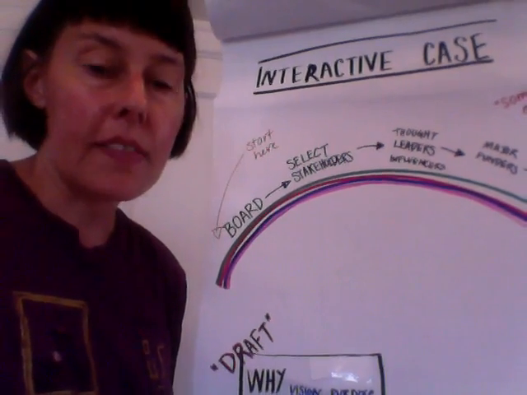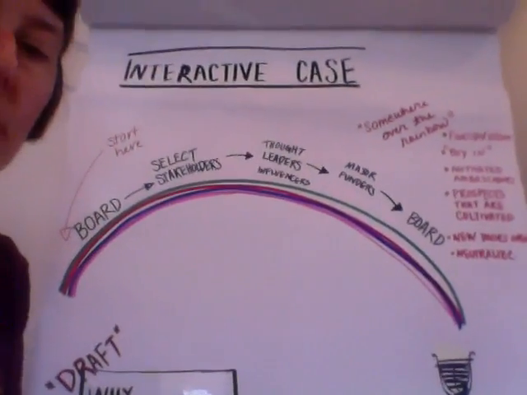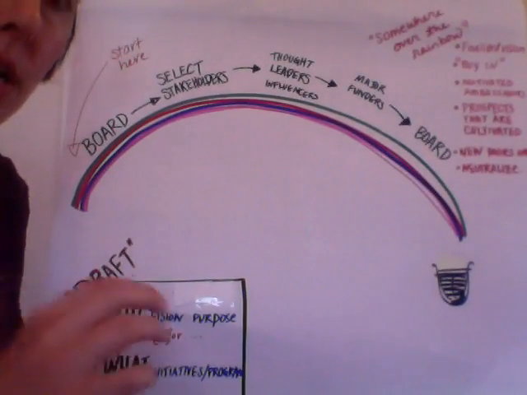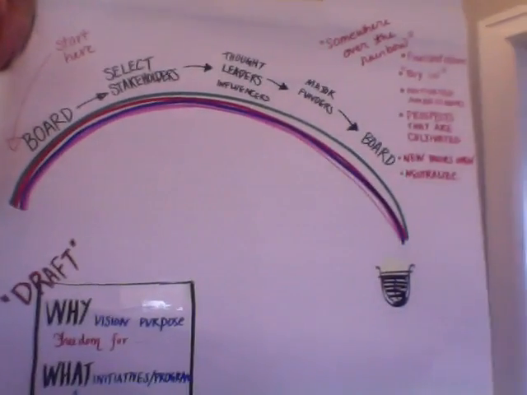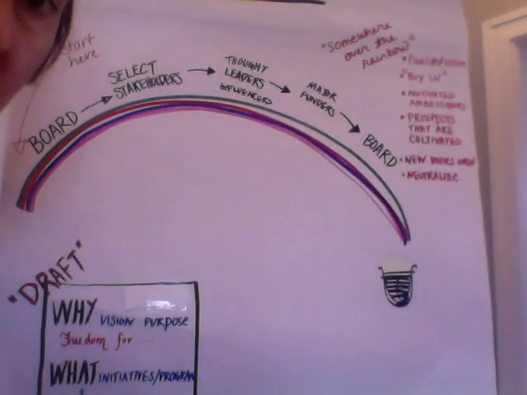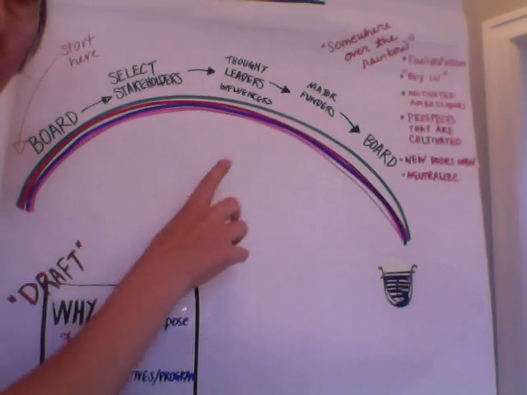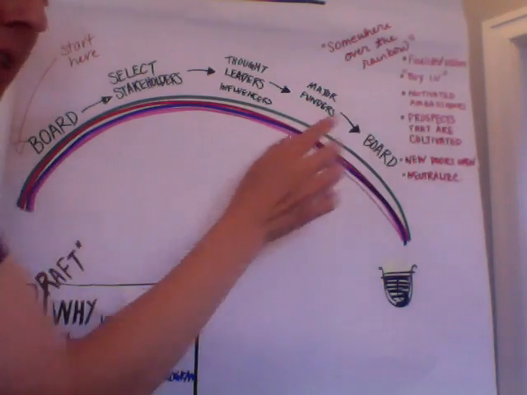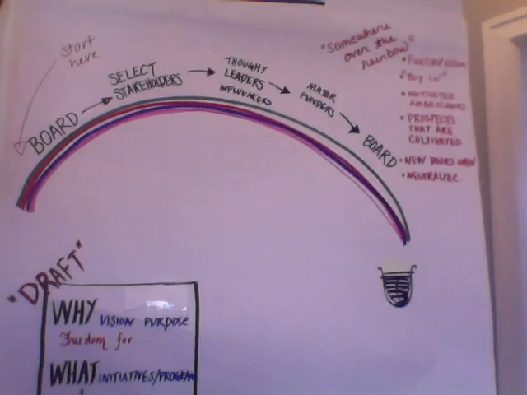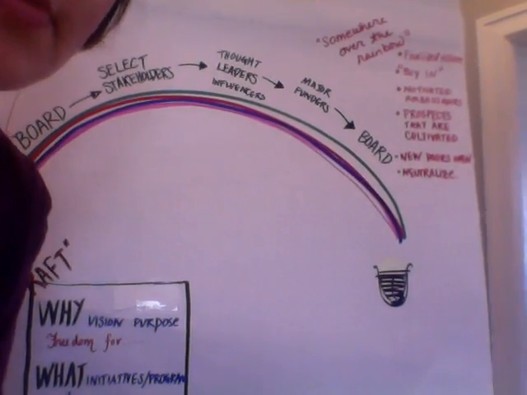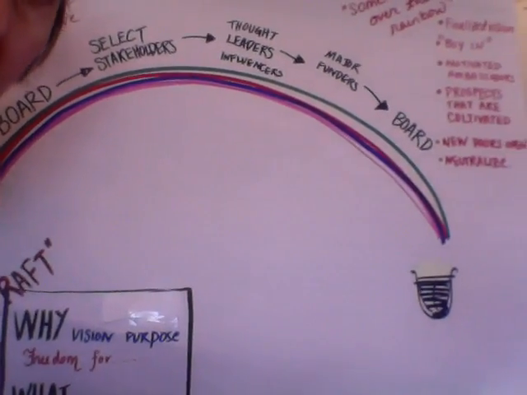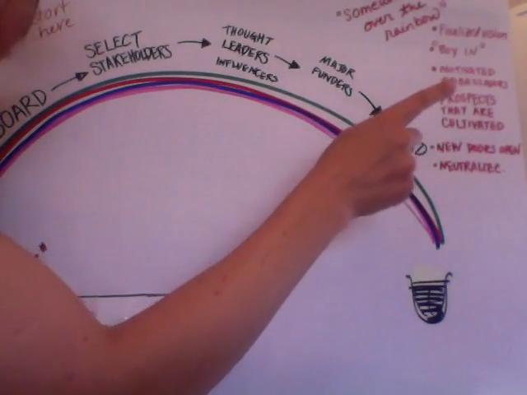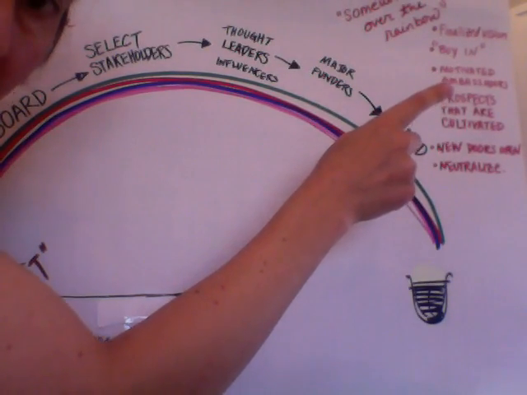Okay, so at the end, you will be on the other side of the rainbow, ready to get your, I wish you could see the color better, this is yellow here, you'll get your golden pot of gold. And so somewhere over the rainbow, you will have a finalized vision. Here, let me move this closer. You will have a finalized vision. You will have buy-in. You will have excited and motivated ambassadors.